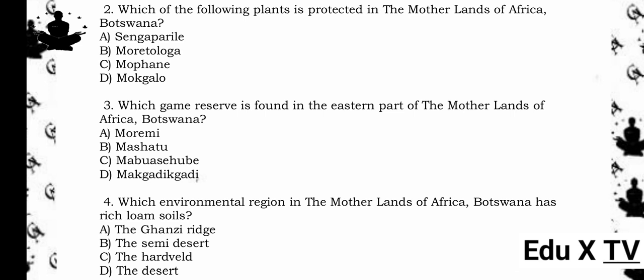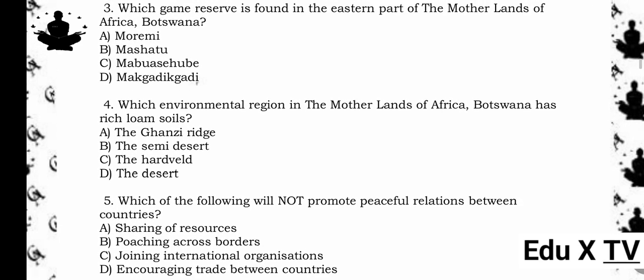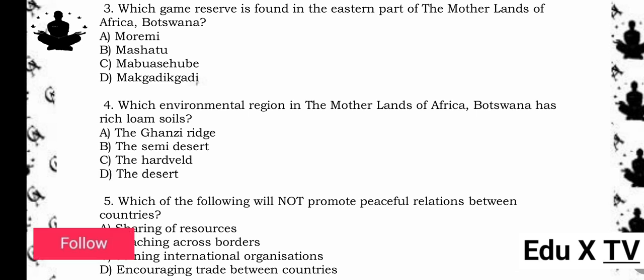3. Which game reserve is found in the eastern part of the Motherland of Africa, Botswana? A. Moremi. B. Mashitu. C. Mabuasehube. D. Makgadikgadi. The answer is B. Mashitu. Reason being, Mashitu Game Reserve is located in the eastern part of Botswana.